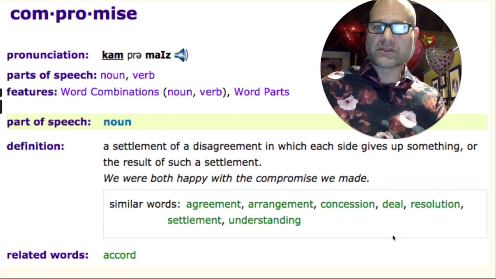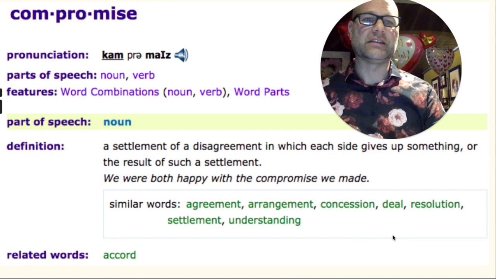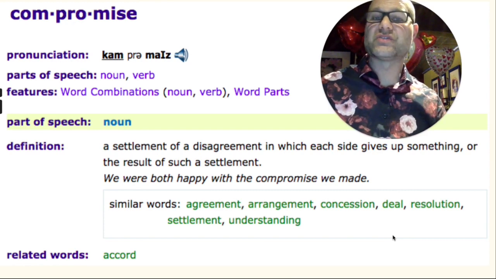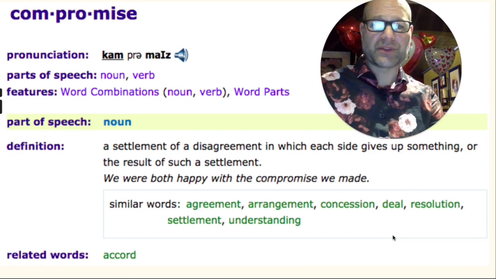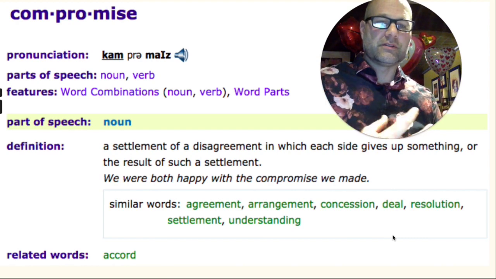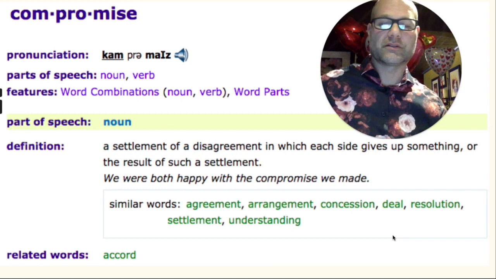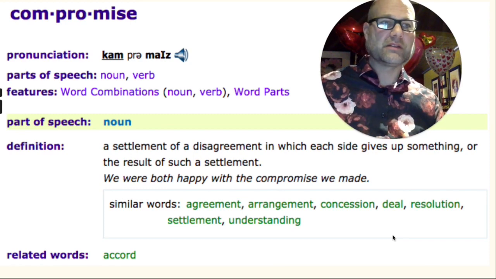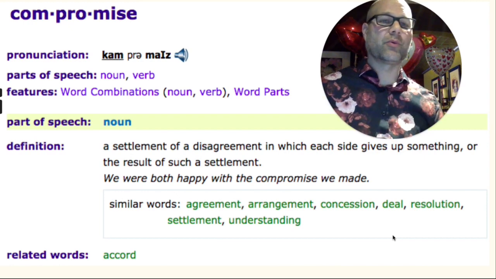Okay, so that's kind of what compromising is. It means to settle a disagreement in which each side gives up something, or the result of such a settlement. So here's an example. We were both happy with the compromise we made. If you're in recess and one person wants to play a game and another person wants to play a different game, sometimes you can come to an agreement. Sometimes you can decide to play both or whatever.